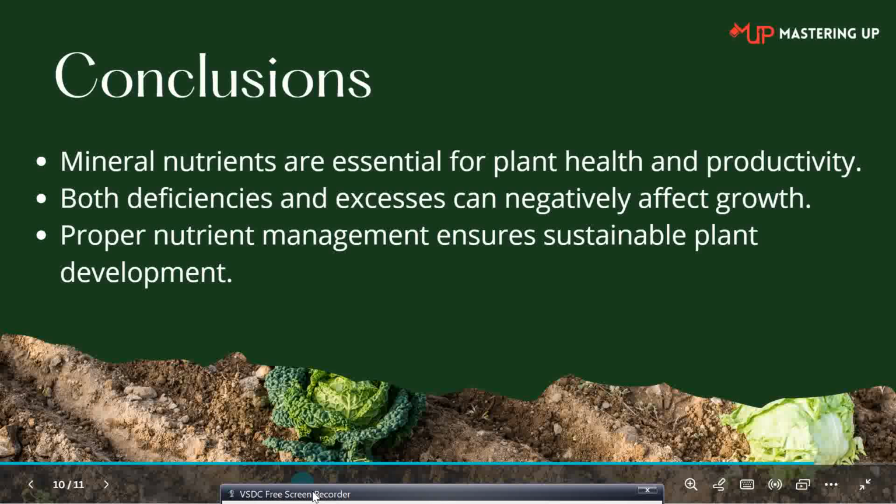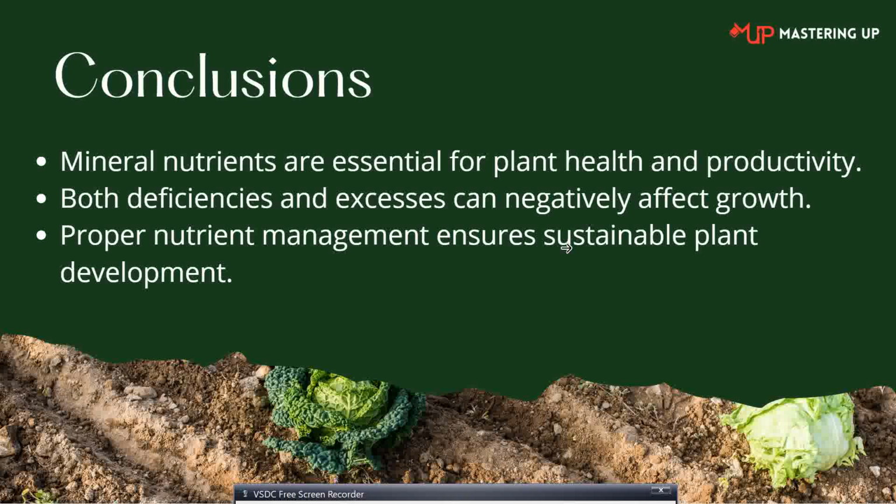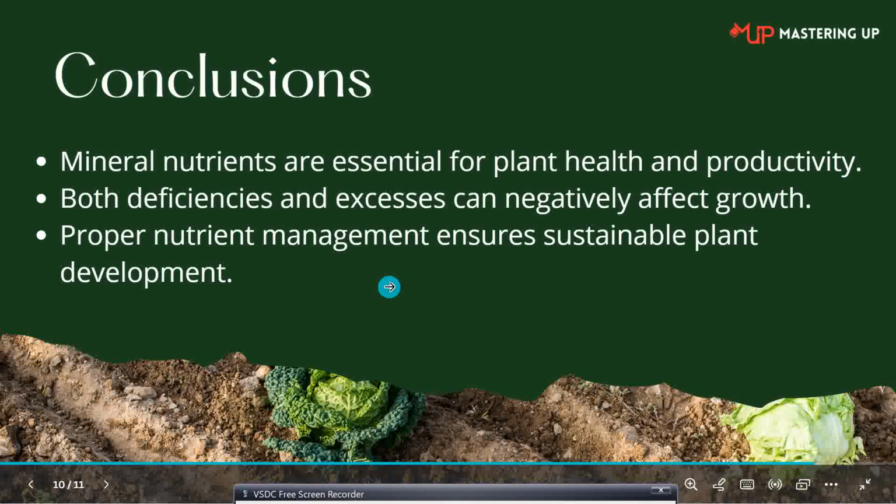So that was our class on mineral nutrients. This is the basic class about the availability of mineral nutrients to plants. As a conclusion, mineral nutrients are essential for plant health and productivity. Both deficiency and excess can negatively affect growth. We saw the deficiency symptoms, and excess toxicity can also harm plant growth. Proper nutrient management ensures sustainable plant development.